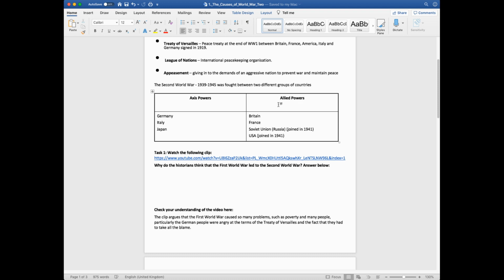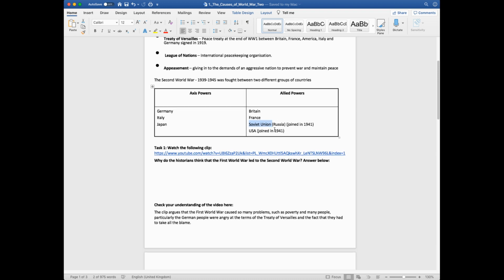And then the Allied, so this is who we are. We're in this Allied powers, and that consists of Britain and France straight away in 1939. And then Russia joined in 41, but at this time, Russia was called Soviet Union. So just if you see that, just make sure you know that that's what Soviet Union is. It's what Russia is called today. And then the USA joined in 1941.